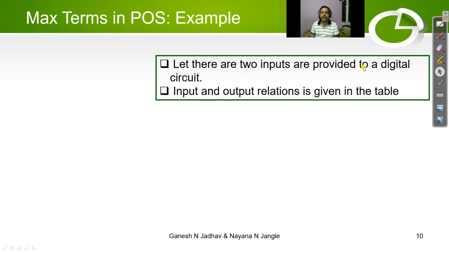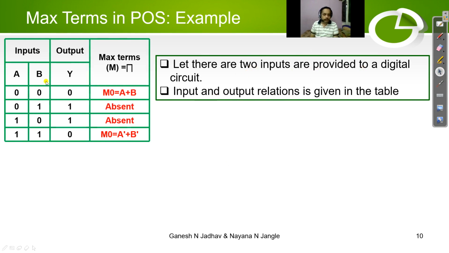Let there be two inputs provided to the digital circuit, and the input and output relation is given in the table. See that here two inputs are given, A, B, and the output is equal to Y. I want to write down the max term equation. So input is 0 0, 0 1, 1 0, 1 1. And the corresponding outputs in the digital circuit: Y is equal to 0 when input is 0 0, output is 1 when input is 0 1, output is 1 when input is 1 0, and output is 0 when input is 1 1.